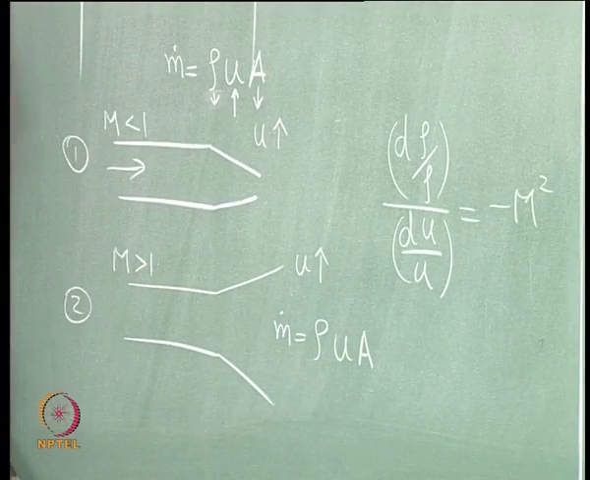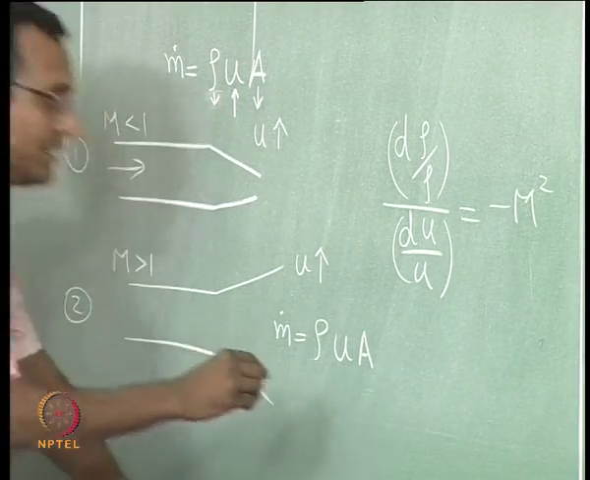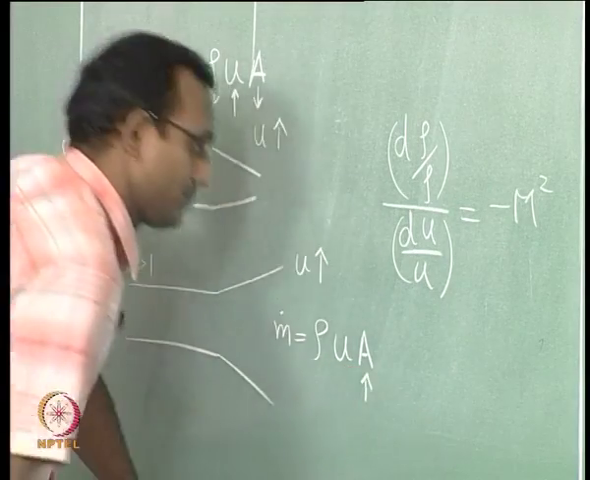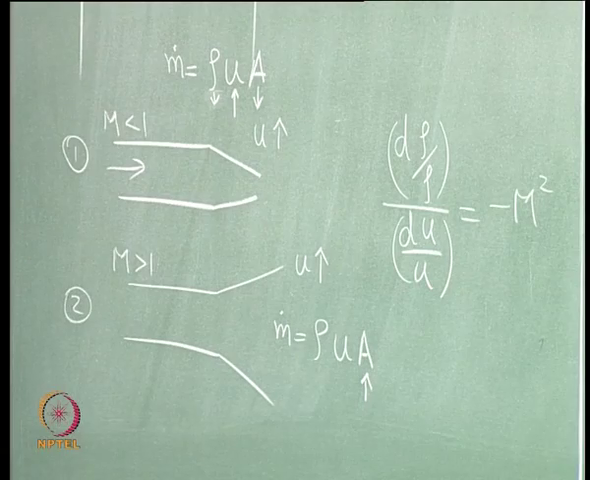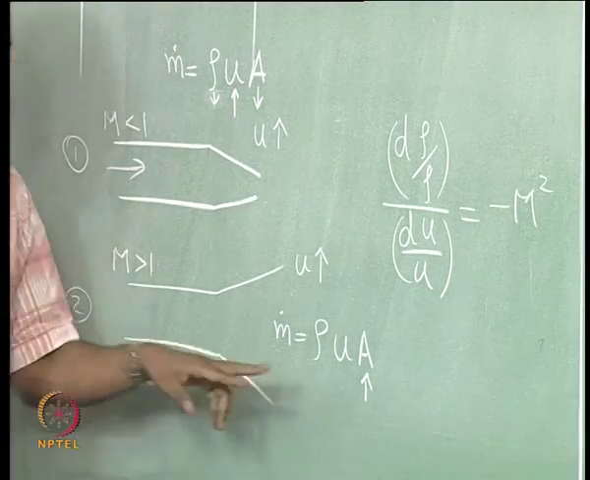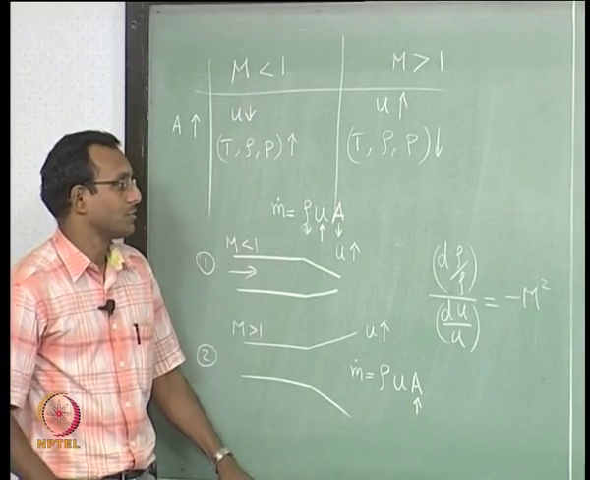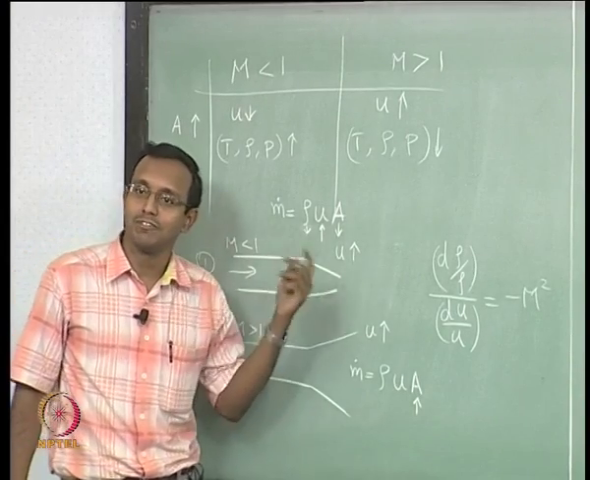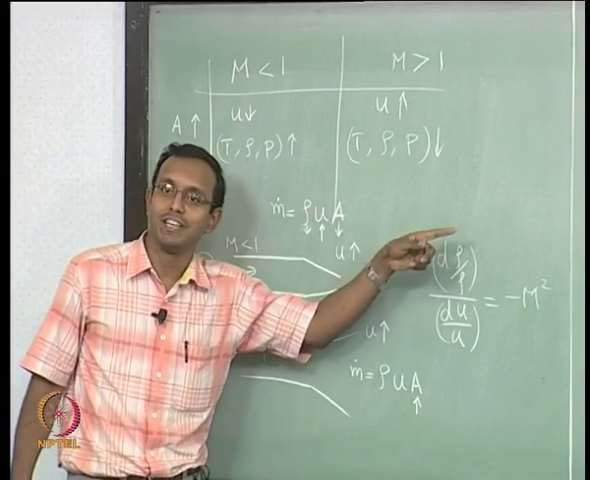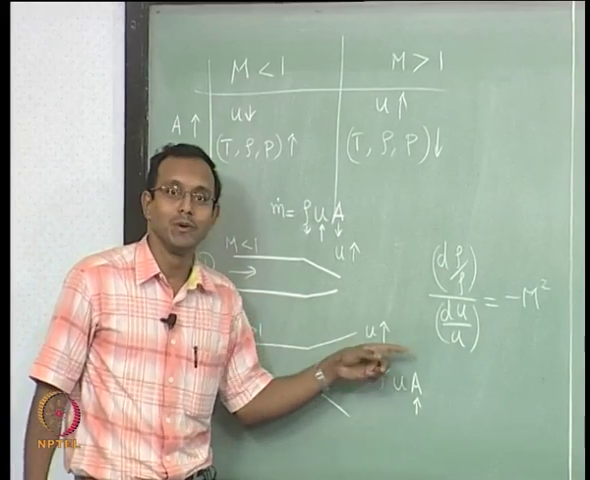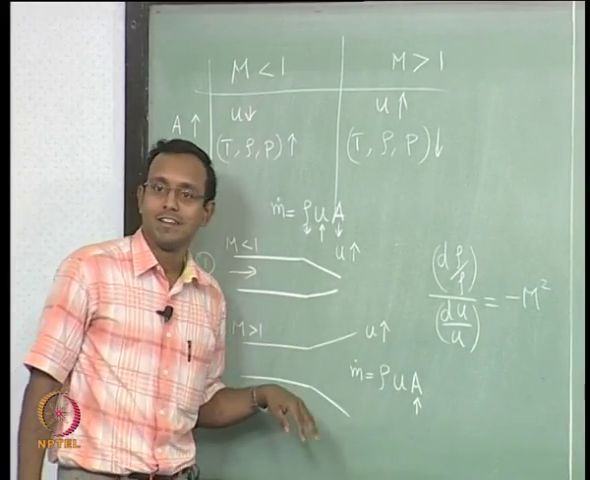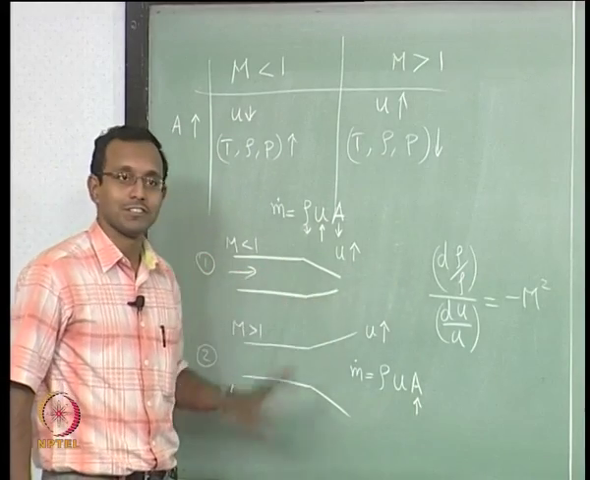I have the same expression, and now I am saying area is increasing. Now, it can do two things, right? And of course, we wrote expressions in terms of d rho by rho, in terms of dA by A, du by u in terms of dA by A and all that, but I just want to see this connection first.